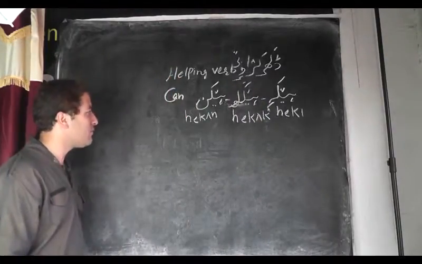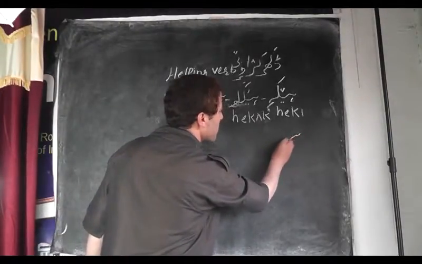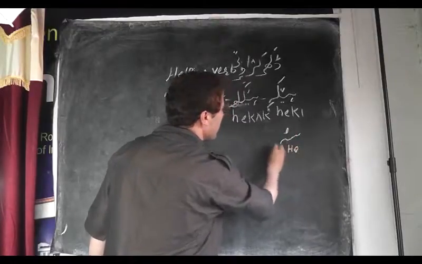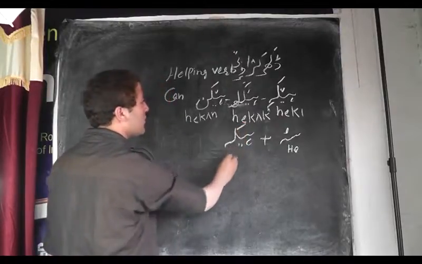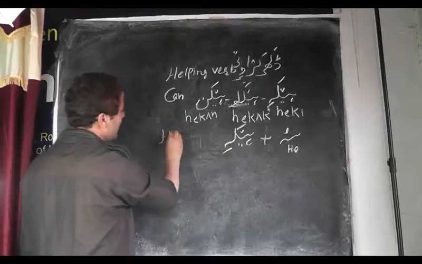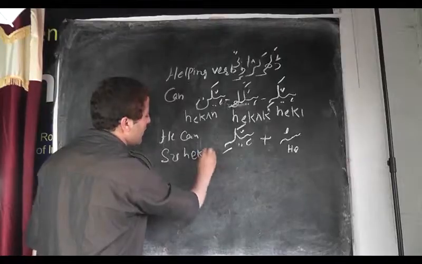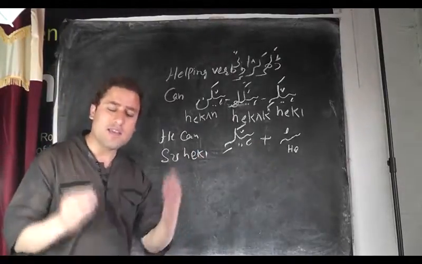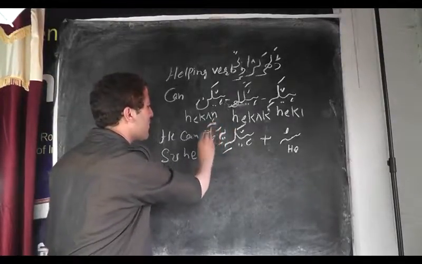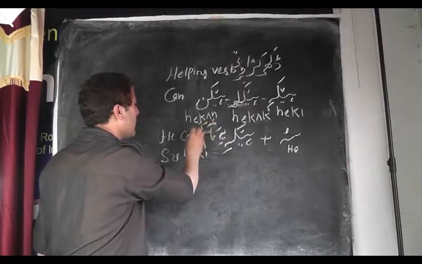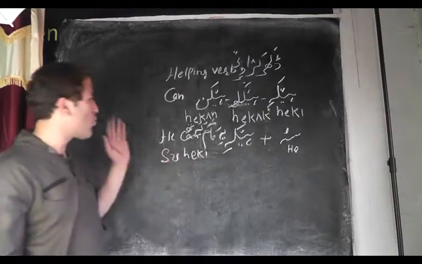Now see here, if I write su, which means he, then we have to use heki. Su heki means he can. Su heki ye kum kerit, he can do this work. Su heki ye kum kerit. That means he can do this work.